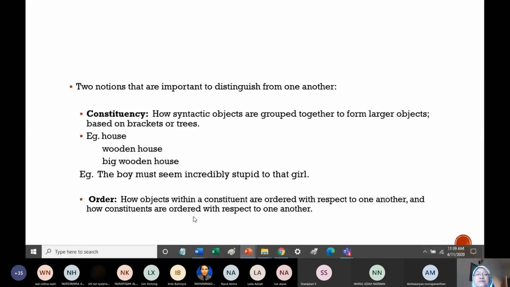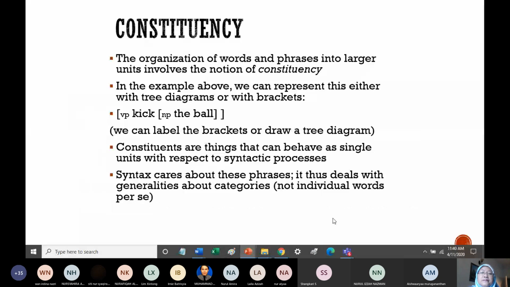How constituents are ordered with respect to one another. I think the sentence I need to repair, I think it's repetitive. Okay, constituency.